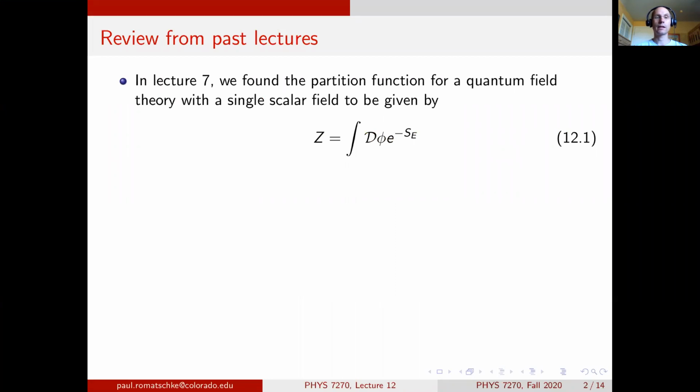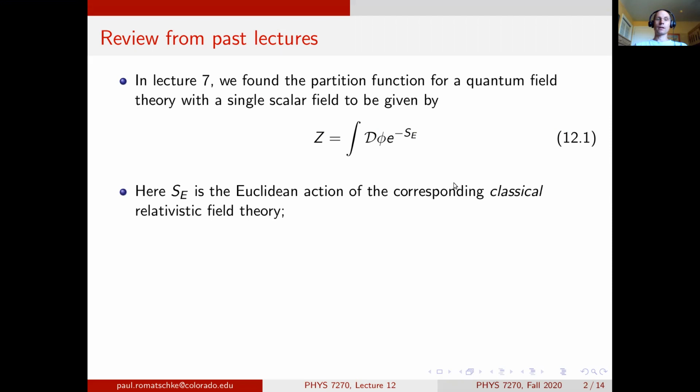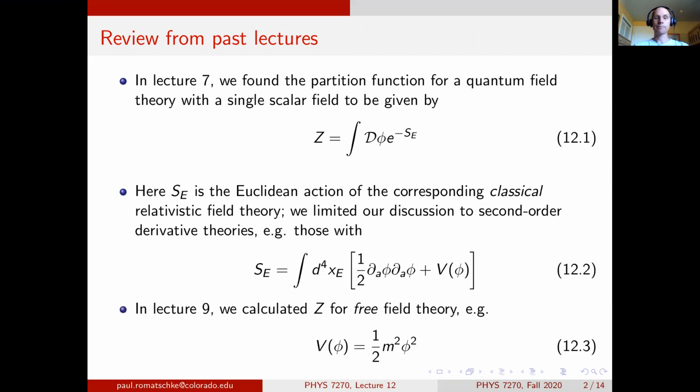As a review, in Lecture 7, we found that we can write down the partition function for a quantum field theory with a single scalar field as the path integral over d phi of the exponent of the classical Euclidean action. The action S_E is the classical action that corresponds to the relativistic field theory that we want to consider, and we limited our discussions to theories that have two derivatives of the field phi appearing in these actions.